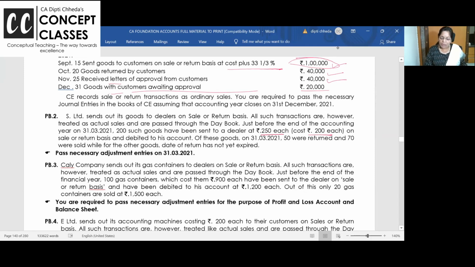Of these, on 31st March, 50 were returned and 70 were sold, while others are still with them. Exactly the same entry. The goods have been sent already; 200 goods you have sent during the year, and the entry has been done at selling price 250. Out of this, 50 were returned, 70 were sold. 70 and 50 is 120, and for 80 we have to reverse it. Okay? Let us record all these.